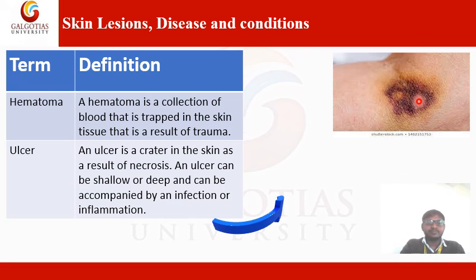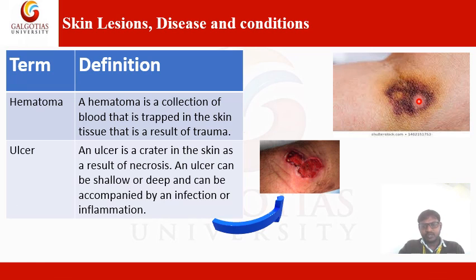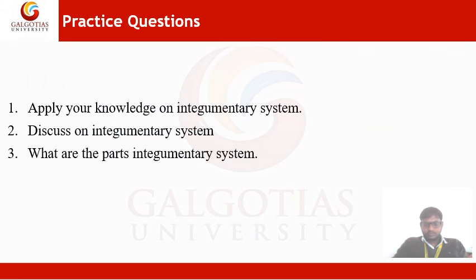And ulcer. An ulcer is a crater in the skin as a result of necrosis. An ulcer can be shallow or deep and can be accompanied by infection or inflammation. Let's see the picture related to the ulcer condition. Mostly we can see this type of ulcer, a bacterial ulcer formed on the skin. Completely damaged dermal layer is called the ulcer.